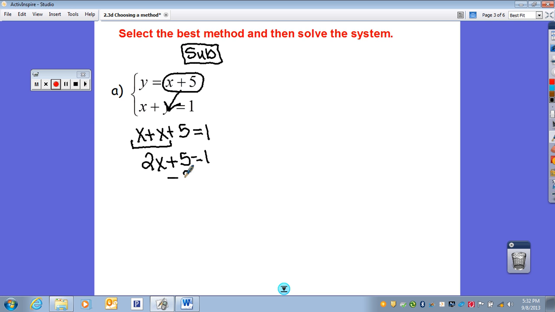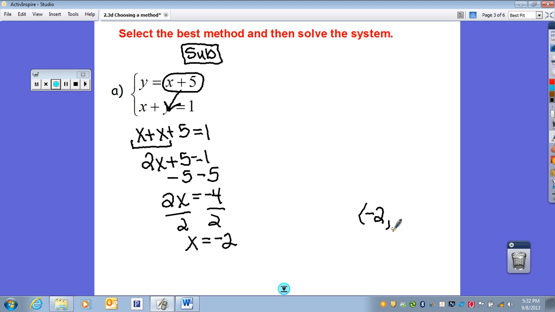I'm going to subtract 5 from both sides, and I have 2x equals negative 4. Finish solving by dividing by 2, so I have x equals negative 2. That is the first part of the ordered pair for my solution to the system. Then I can take the negative 2 and plug it back into either equation. The top one might be quicker.